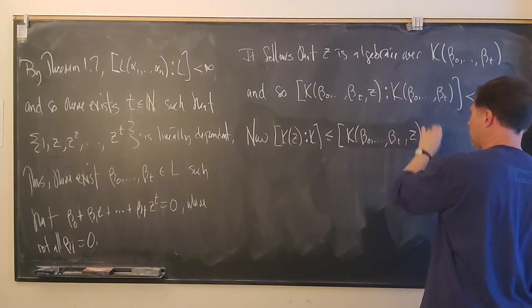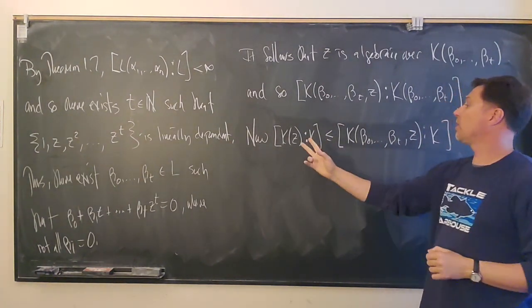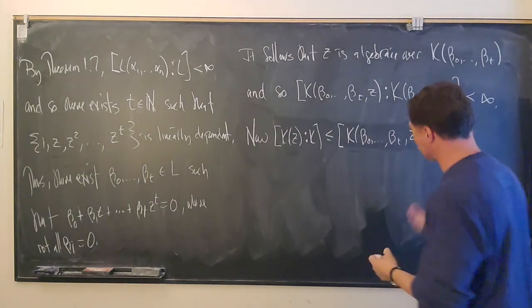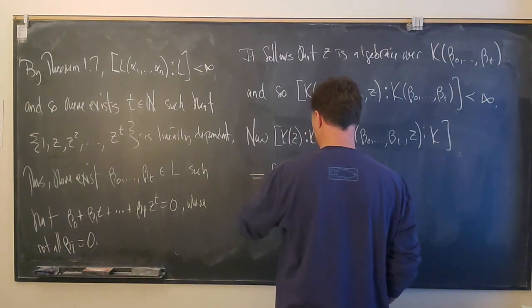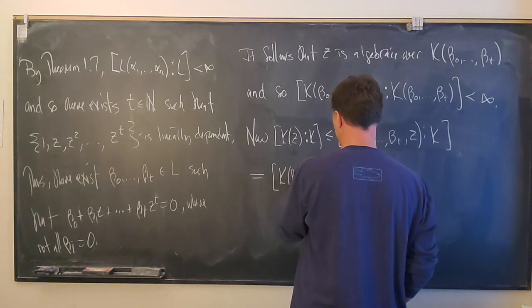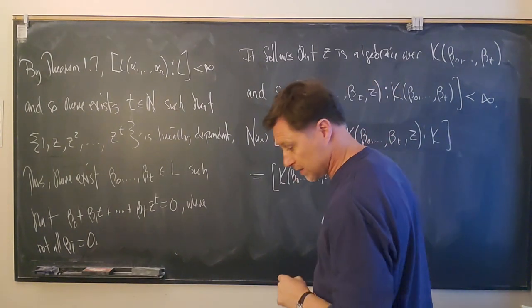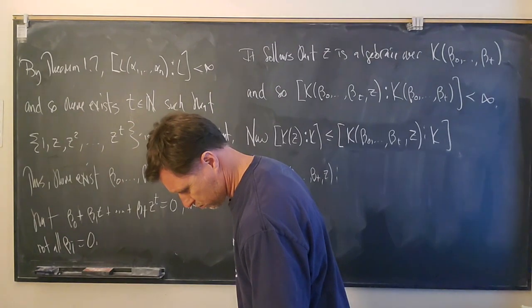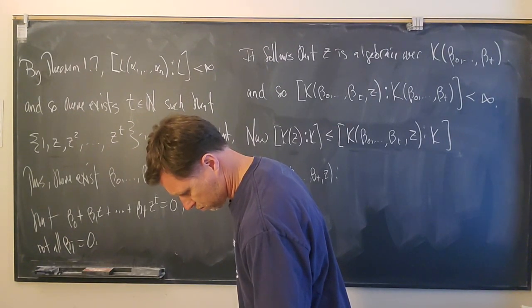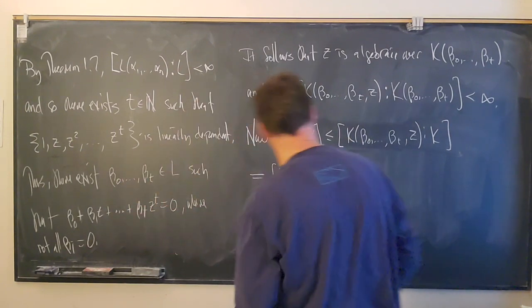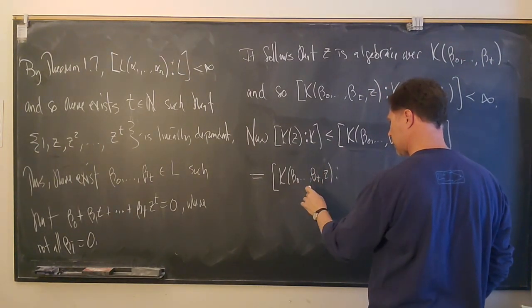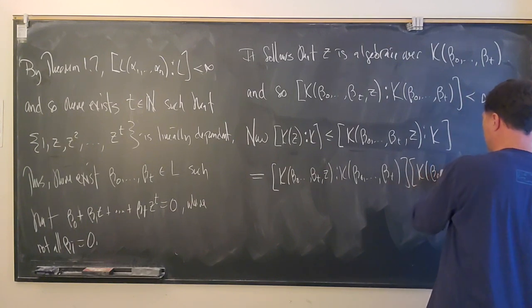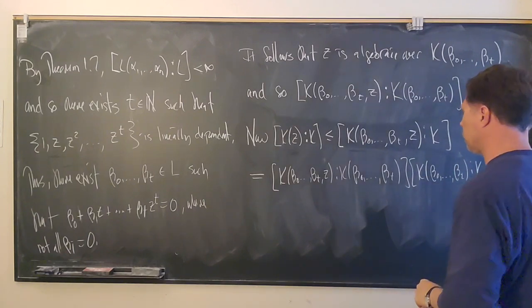Let's see if this makes sense. The dimension of this vector space could be smaller than the dimension of this vector space, both viewed over K. Now by the Tower law, that is equal to the degree of K adjoin b0 up through bt, comma z, over K adjoin b0 through bt, times the degree of K adjoin b0 up through bt over K. Sorry, I'm getting all fuzzy on the subscripts here.